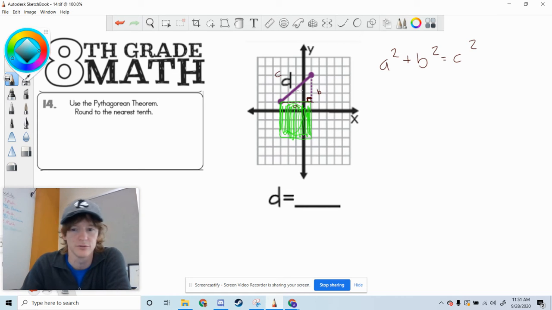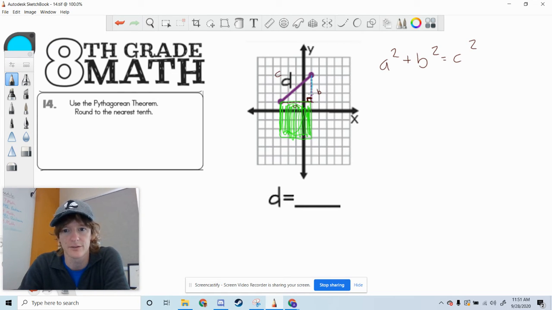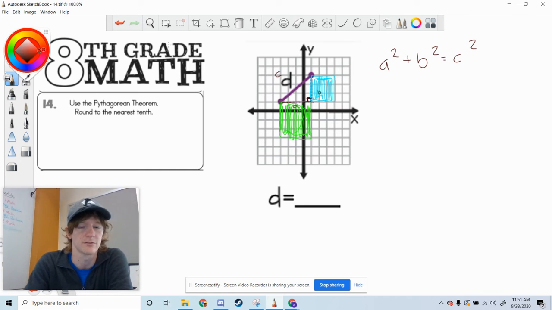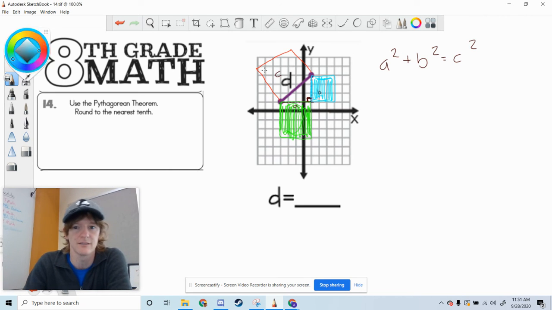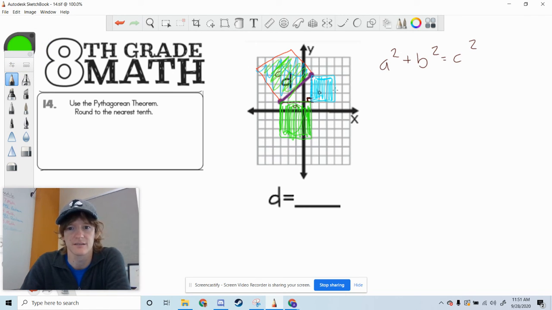And I'll get blue for B. Blue, 1, 2, B is 3. So plus B as a square. Okay, A squared plus B squared is going to be equal to whatever C as a square is. So the amount of area in A and B added together, if we took whatever the area is here and whatever the area is here, it's going to be the same area as right here.